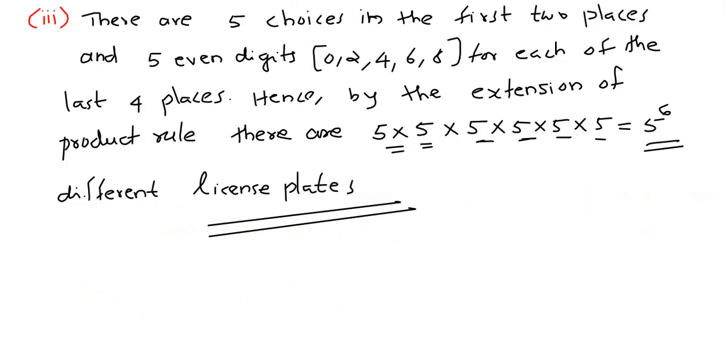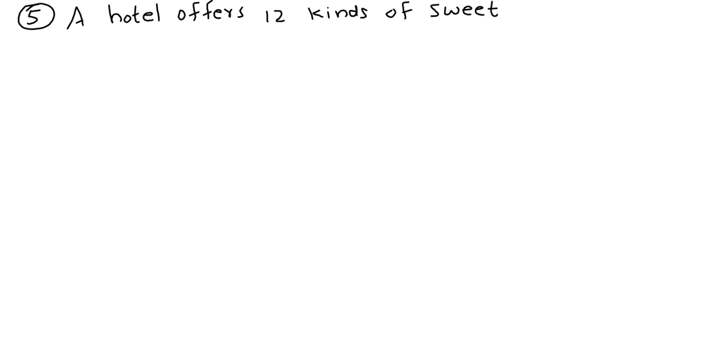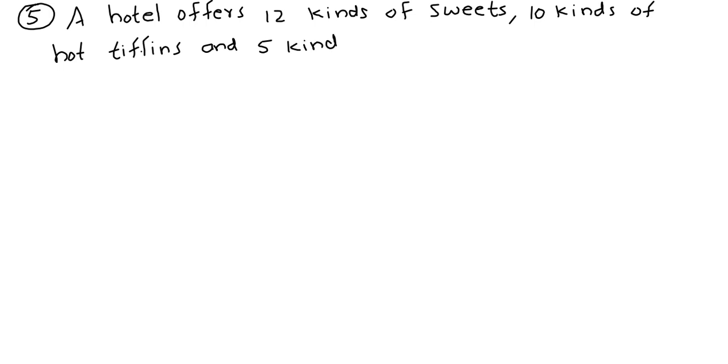Now here the last fifth question is the application of both product rule and sum rule. A hotel offers 12 kinds of sweets, 10 kinds of hot tiffins, and 5 kinds of beverages. Beverages means hot tea, hot coffee, juice, coke, ice cream, etc.